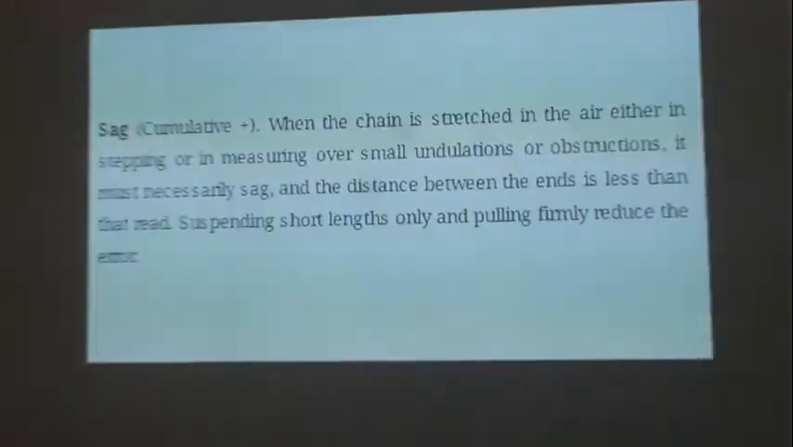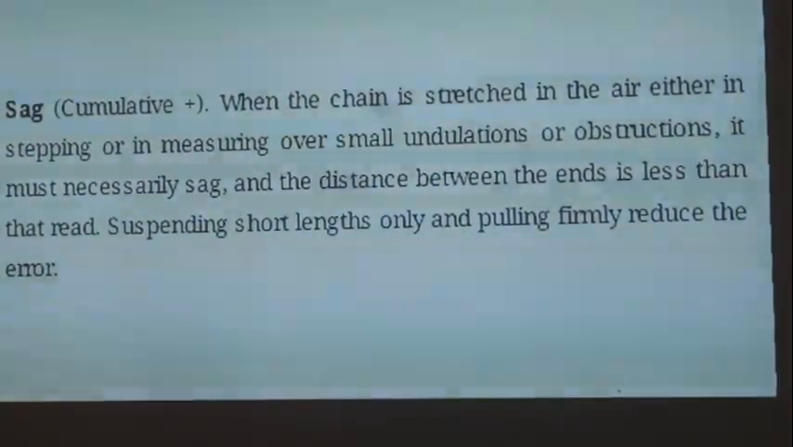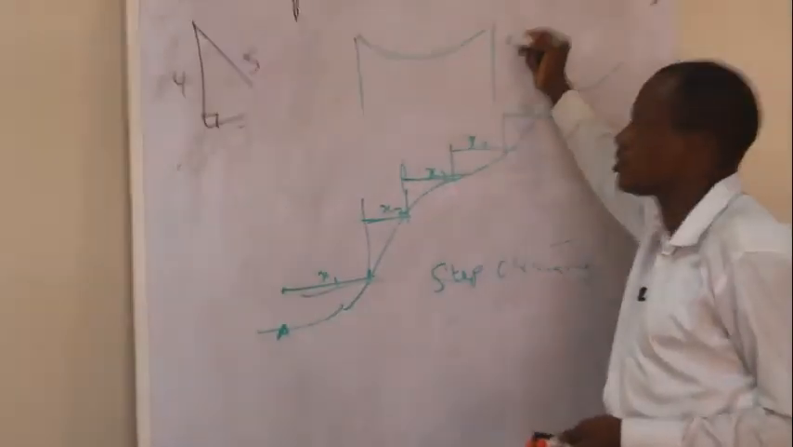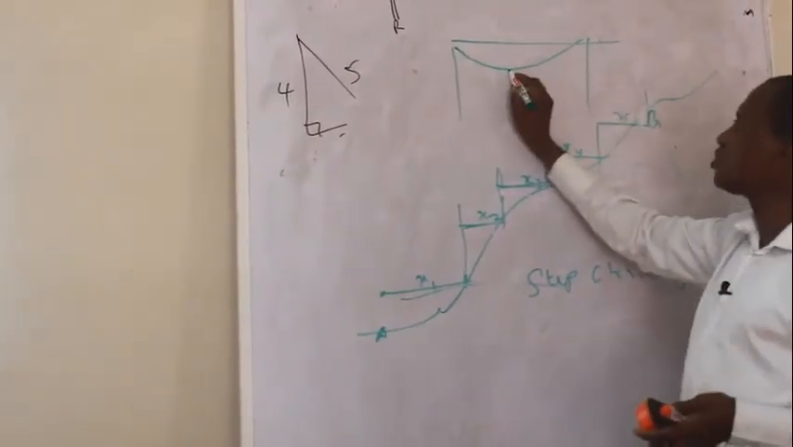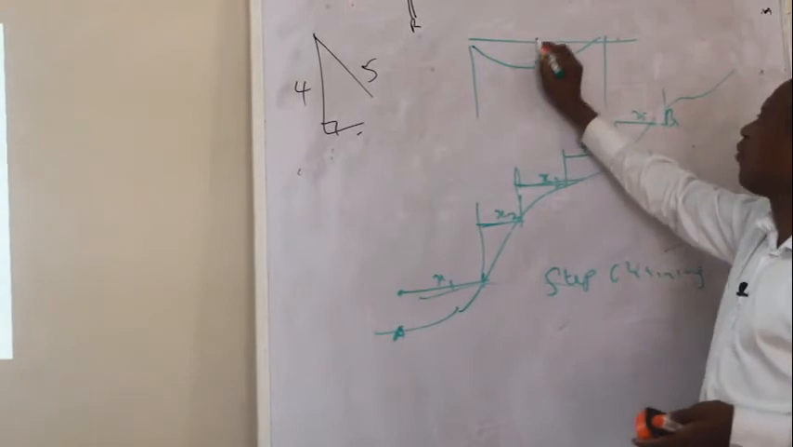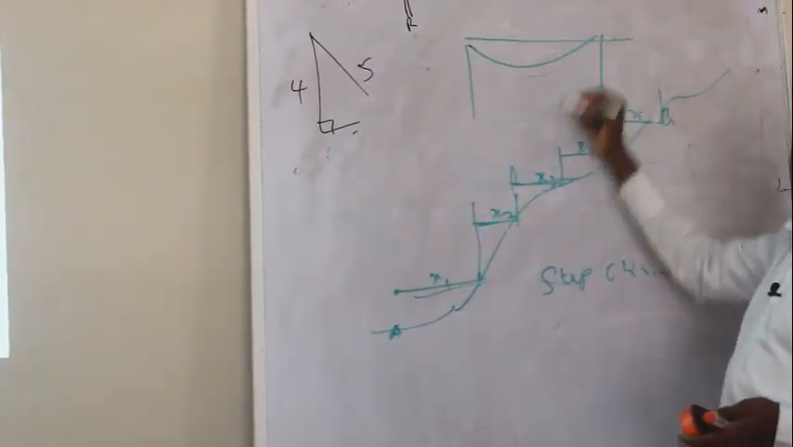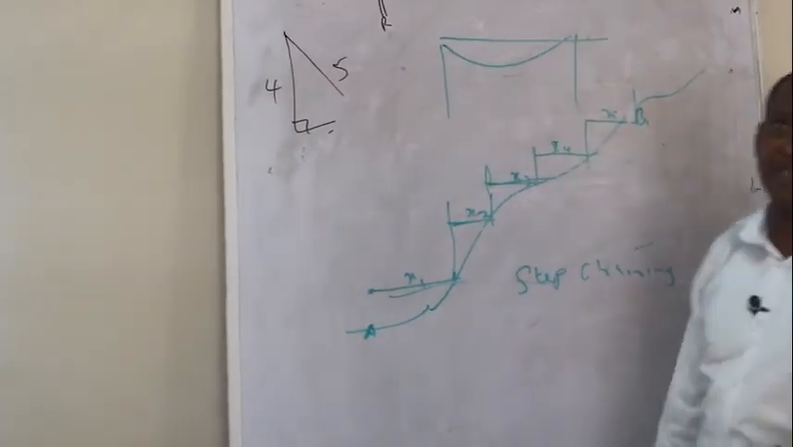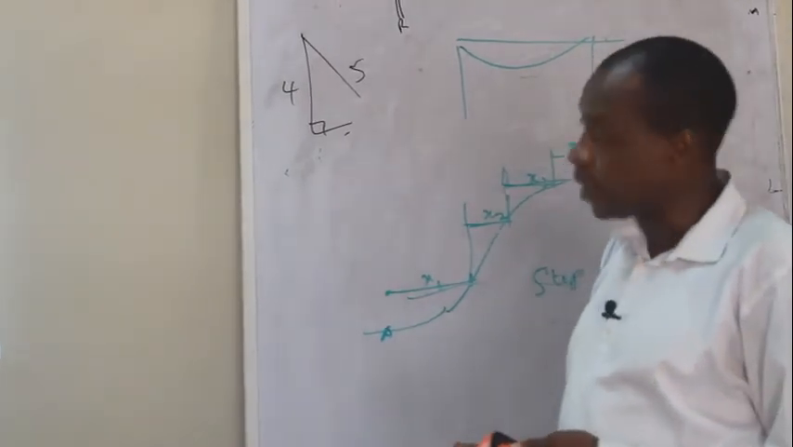Then we have sag. You want to measure from one point to the other, and your tape sags instead of being truly horizontal. Normally this distance will be more than what it should be in reality because of this sag introduced to your measurement. So you need to correct for sag. There's a formula for correcting for sag. You can look for that also in your textbooks and check for them.